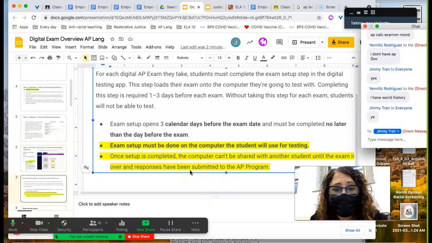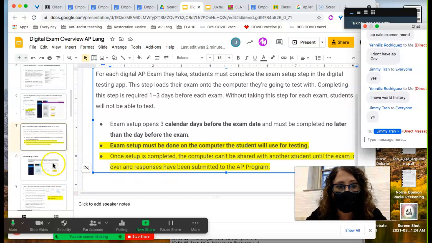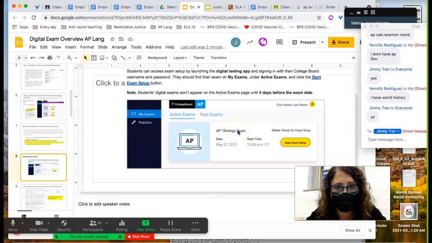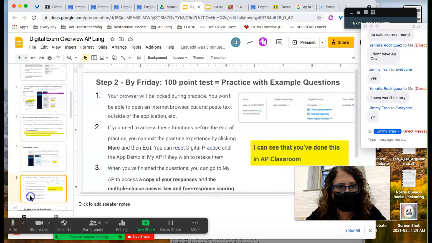You cannot share that Lenovo. So Ronald, people who share your Lenovo, you cannot share the Lenovo once you've set it up on Monday until the exam is over. Okay? If anyone has an issue with that, please talk with me. And then we'll go over this part on Monday. I'm not gonna get into this. Okay? This is by Monday. Okay.